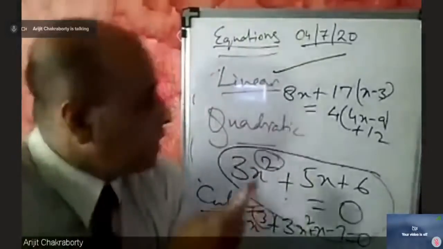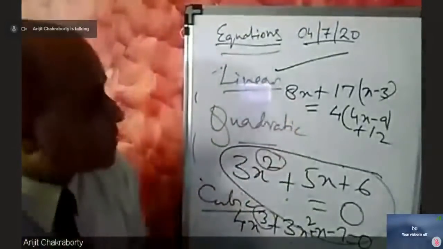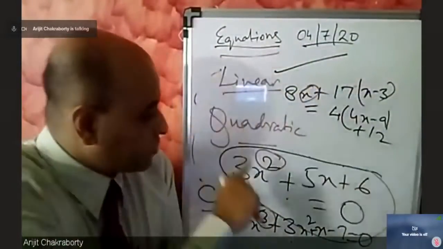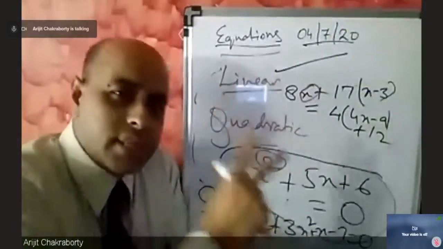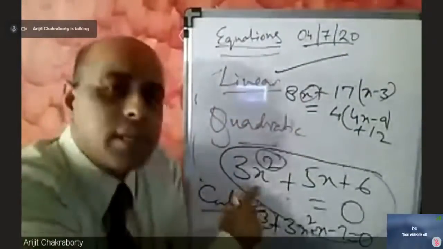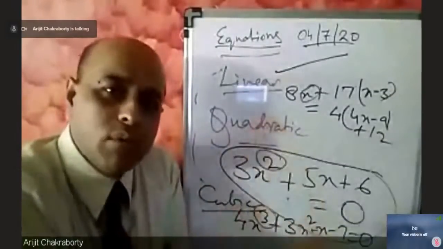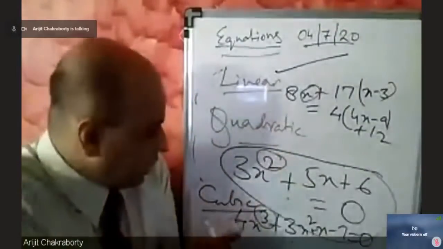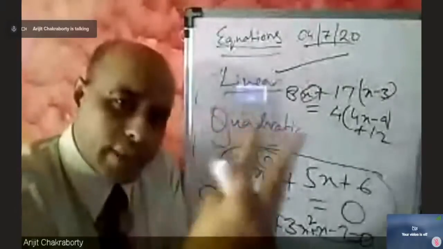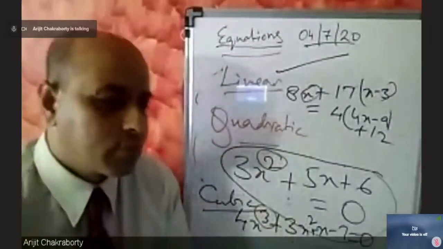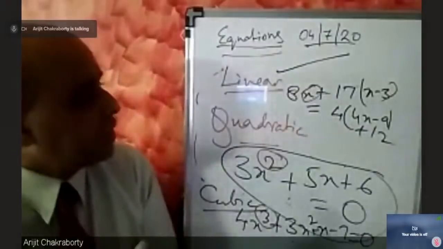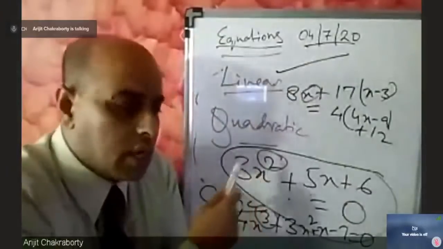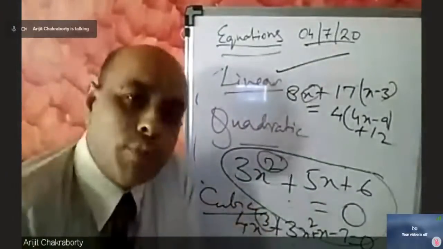So here in a linear equation, x has the power of 1. In the case of a quadratic equation, x has the power 2. X means the variable. It can be y, it can be a, b, whatever. But the variable here has the power 2. And in case of cubic, it has the power 3. Right? So there are 3 types of equations. We have linear equations, quadratic equations, and cubic equations.